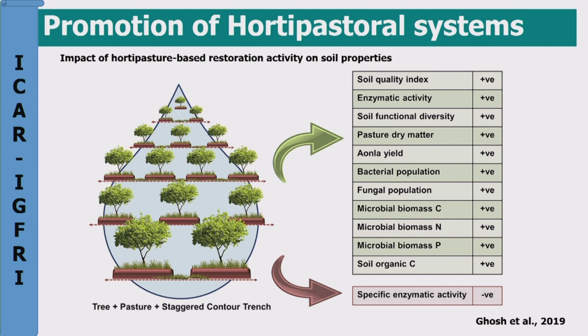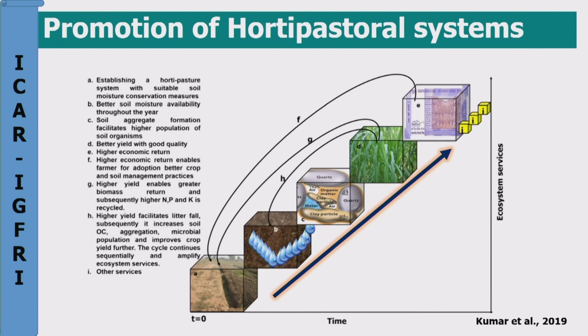And to provide moisture to the system, we also went for the staggered contour trenching, and the result is here. The hortipastoral system with staggered contour trenches improved the soil quality index, soil enzyme activity, the soil functional biodiversity, as well as the microbial population and their carbon and nitrogen content, and ultimately it improved the soil organic carbon, that is, carbon sequestration in the soil.